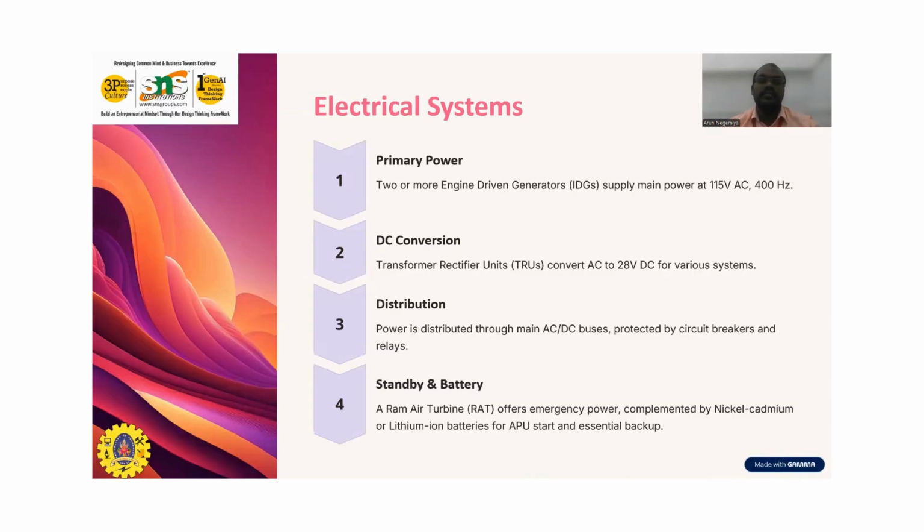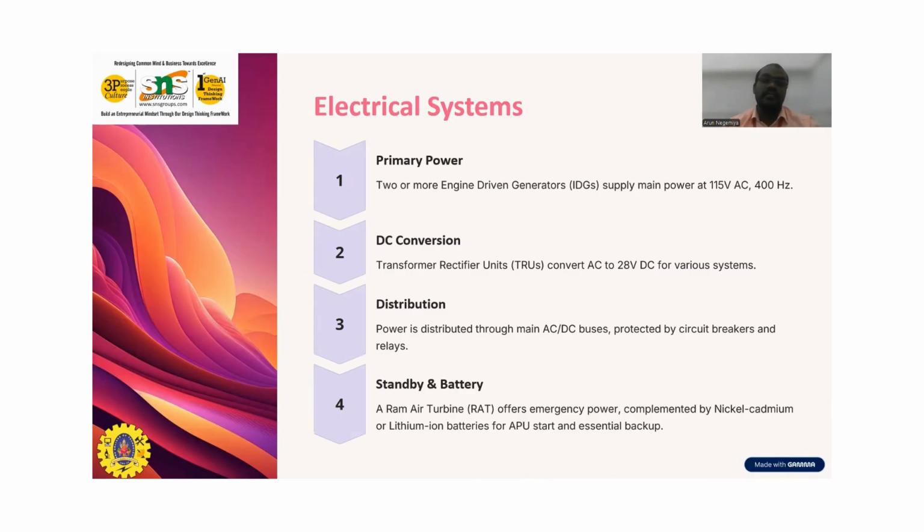Next one is the electrical system. The electrical system has four characteristics. First one is primary power. In primary power, we mainly consume up to 150 watts AC power at 400 hertz frequency. In that range, generators are used for these cases.